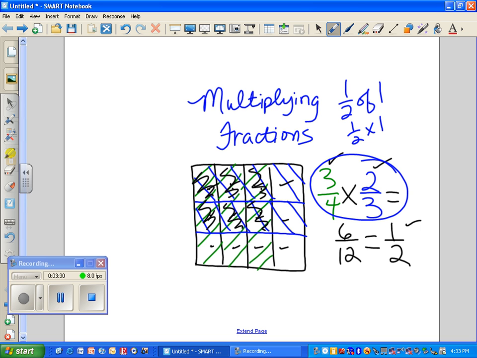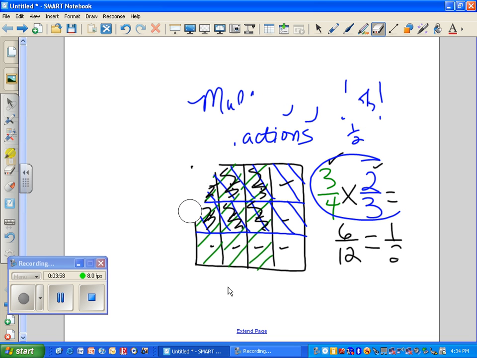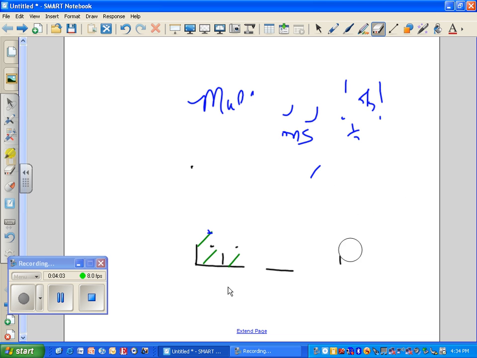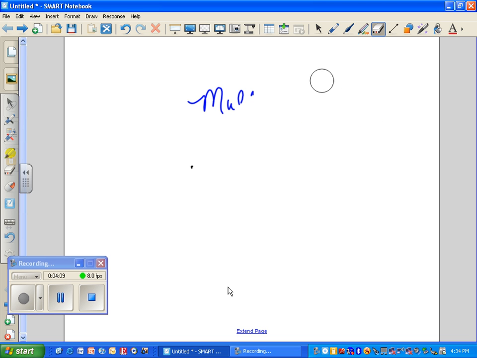So don't you think that if I took half of something that was smaller than 1, it would be smaller than that half? What we're actually doing when we're multiplying these two fractions that are less than 1 is looking for part of a part. So we're looking for something that's even less than part of a whole. We're looking for part of a part, so it is going to be smaller. Hopefully that explains why your answer, when you multiply fractions smaller than 1, is going to be smaller than the fractions you're working with, because you're looking for part of a part.